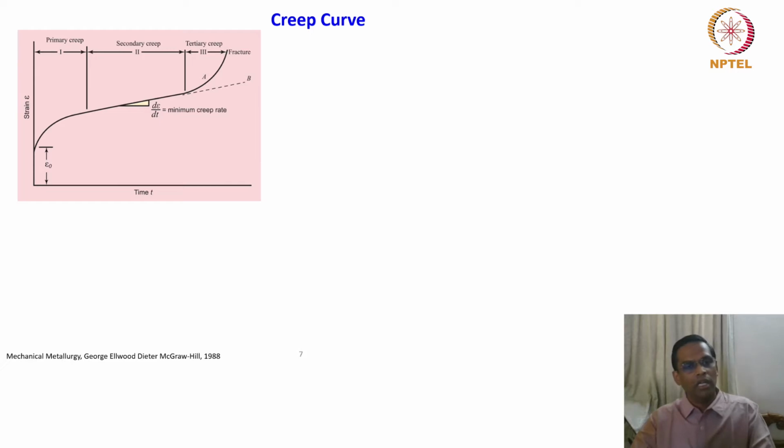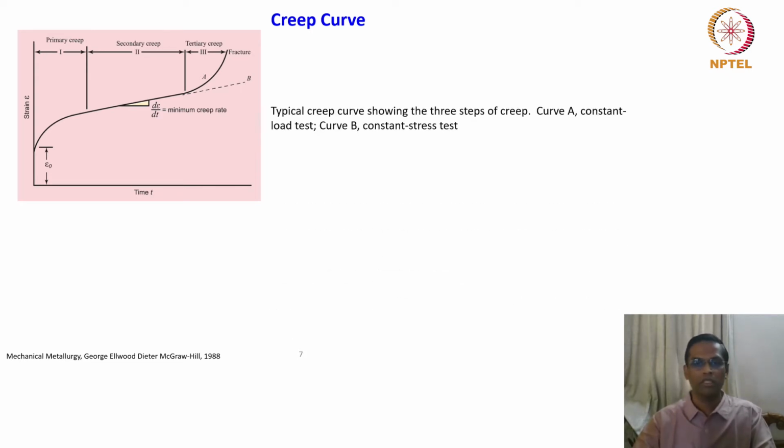So now we look at the creep curve. We have already seen that, but there are other perspectives. Several authors have described this creep curve in a different way. We will look at it once again. This is a creep curve showing the 3 steps of creep that we have already seen. Curve A is a constant load test and curve B is a constant stress test.